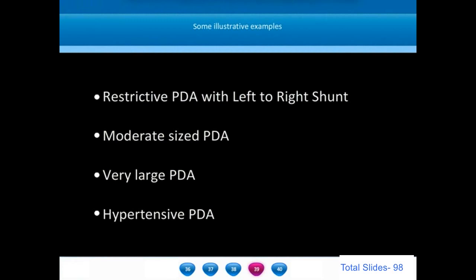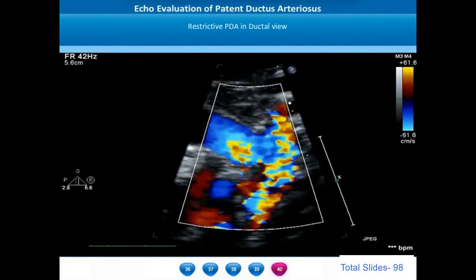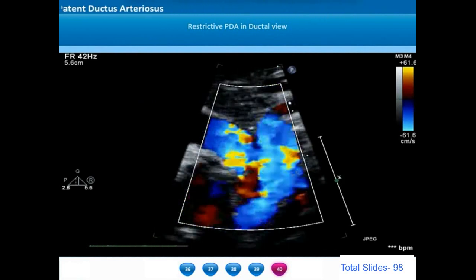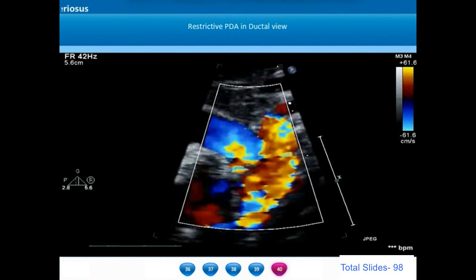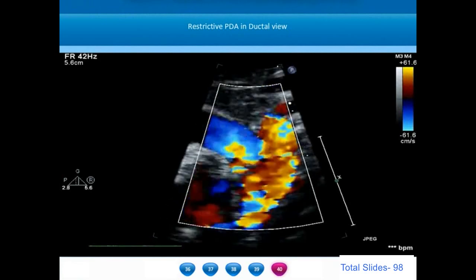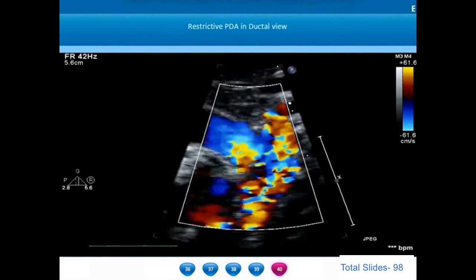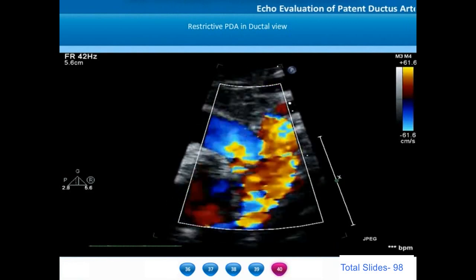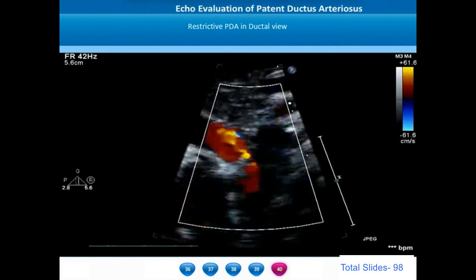We will now move on to illustrate examples of restrictive ductus, moderate sized and large sized ductus, and hypertensive PDA. This ductal view shows a very restrictive patent ductus arteriosus. We are able to identify the main pulmonary artery, a small ductus arteriosus that gets inserted into the pulmonary artery bifurcation, and the flows in the descending thoracic aorta.